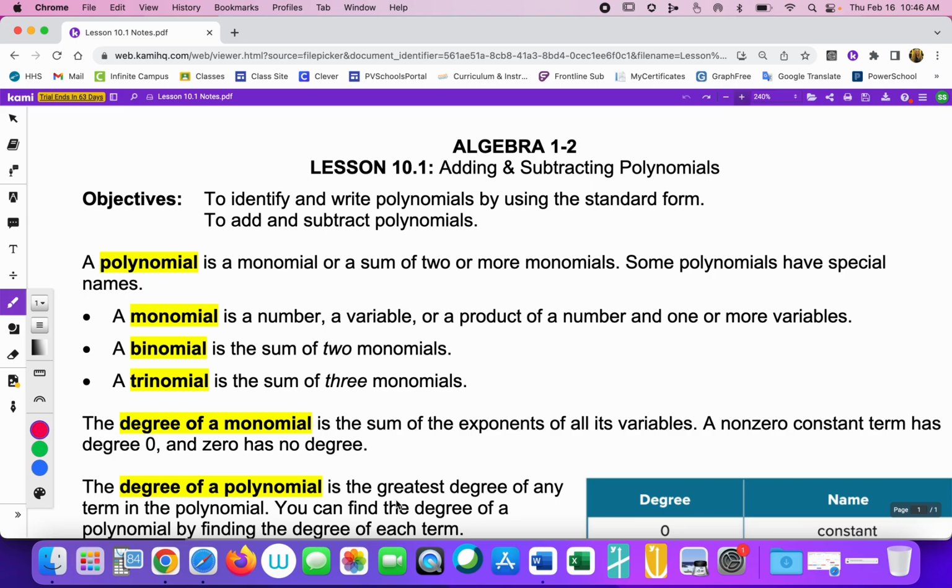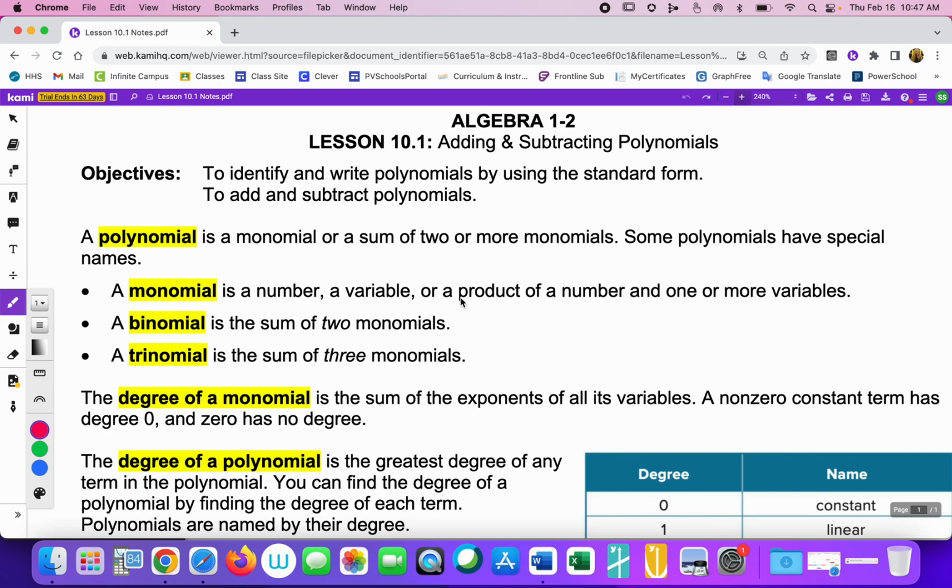Polynomials. We'll get into multiplying next week, which is a little bit different. So we're going to identify and write polynomials using standard form and add and subtract polynomials. Those kind of all go together. When you add and subtract them, you're going to write your answer in standard form, which is very basic.